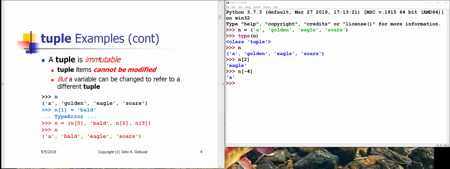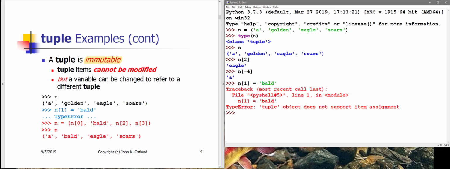Now, unlike a list, a tuple is immutable. You're not allowed to change the items contained within a tuple. So if I say n sub 1 gets bald, all right, I'm trying to change golden to bald here, I get yelled at. I get told that tuple does not support assignment.